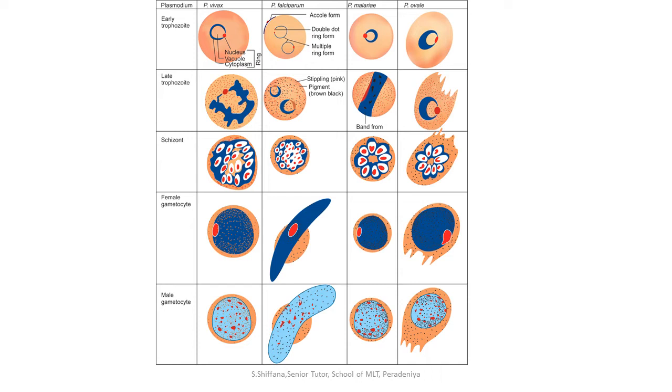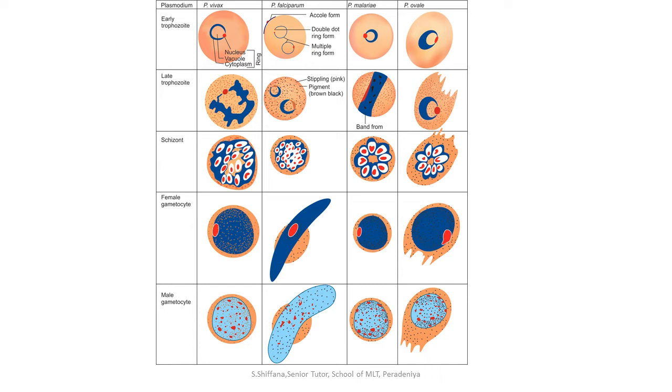Then these trophozoite stages convert into the schizont. In the case of the schizont, nuclear division happens. So this schizont ruptures and releases the merozoites. These merozoites enter new RBCs. They form gametocytes, male and female gametocytes.